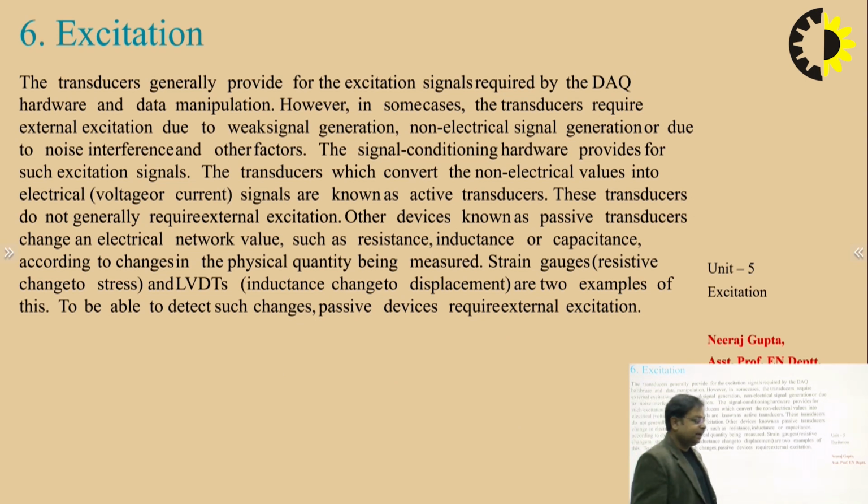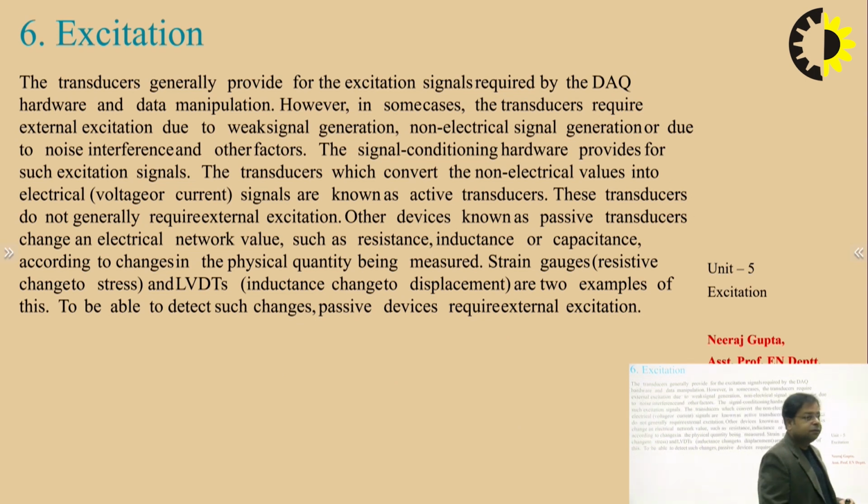Then comes excitation, another process of signal conditioning. The transducer generally provides the excitation signals required by the data acquisition hardware and for data manipulation. However, in some cases the transducers require external excitation from external sources due to weak signal generation, non-electrical signals, noise interference, and other factors.